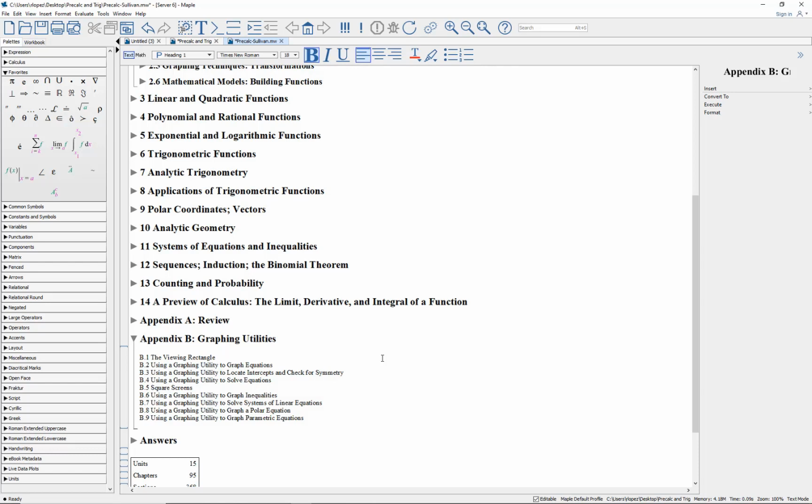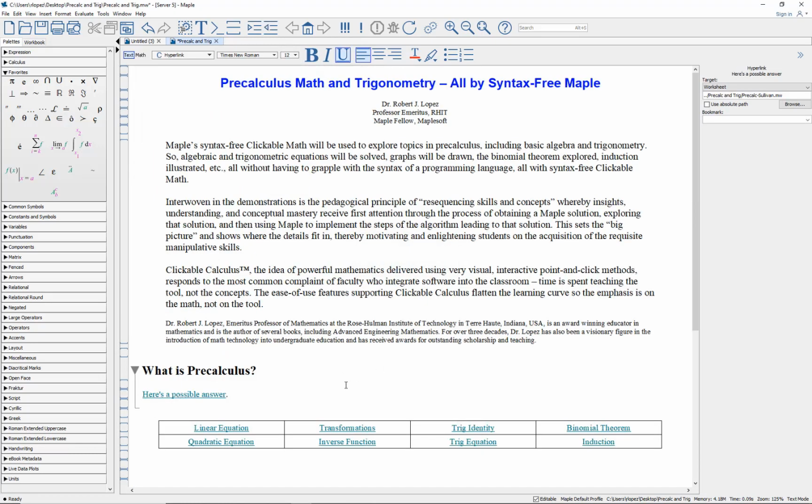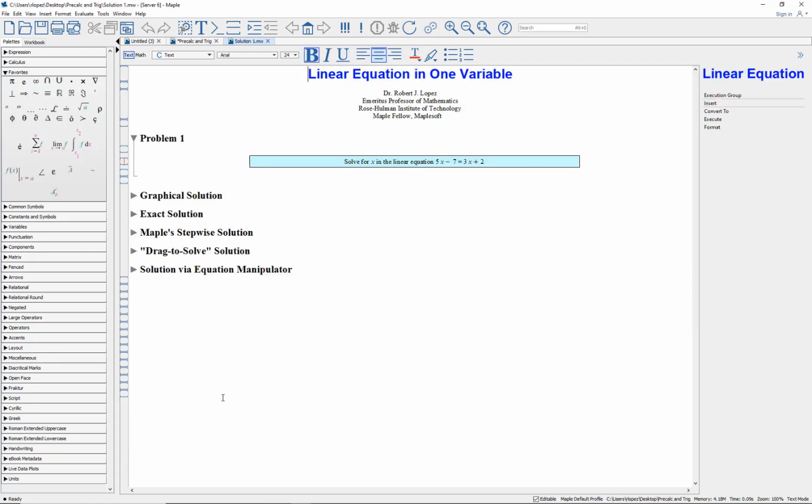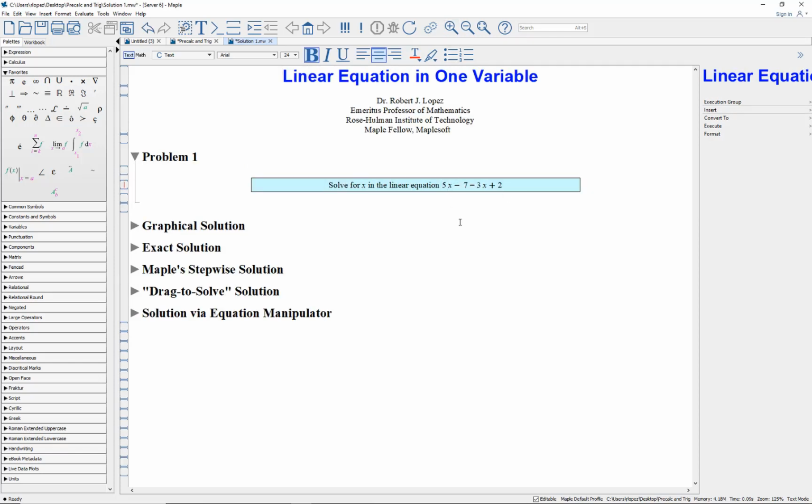But I think I would prefer Maple, and I want to show by means of the examples that I've selected why I think Maple is a good choice. Okay, for our first example, let's just look at a simple linear equation. So the problem here is to solve this linear equation in one variable.